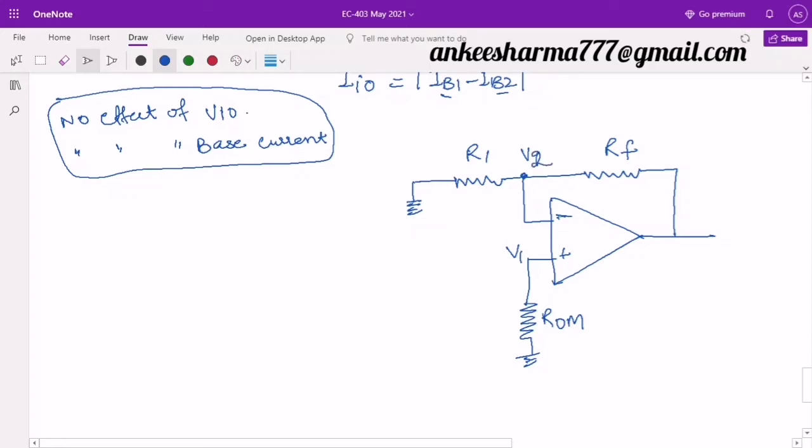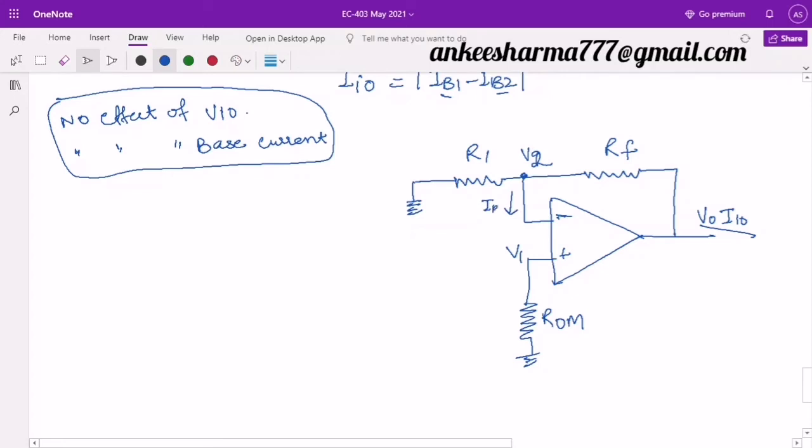Right. So this was my earlier circuit, and now the output voltage here is equal to VOIIO, that is the voltage due to the input offset current, VO. So that's why I named it VOIIO. Now in a case like this, the output offset voltage can be expressed as a function of the input offset currents. What are those input offset currents?